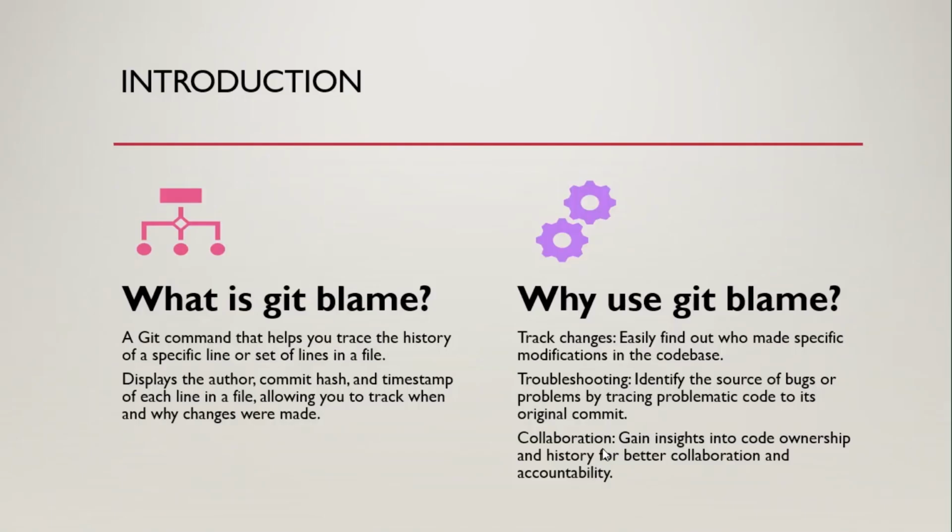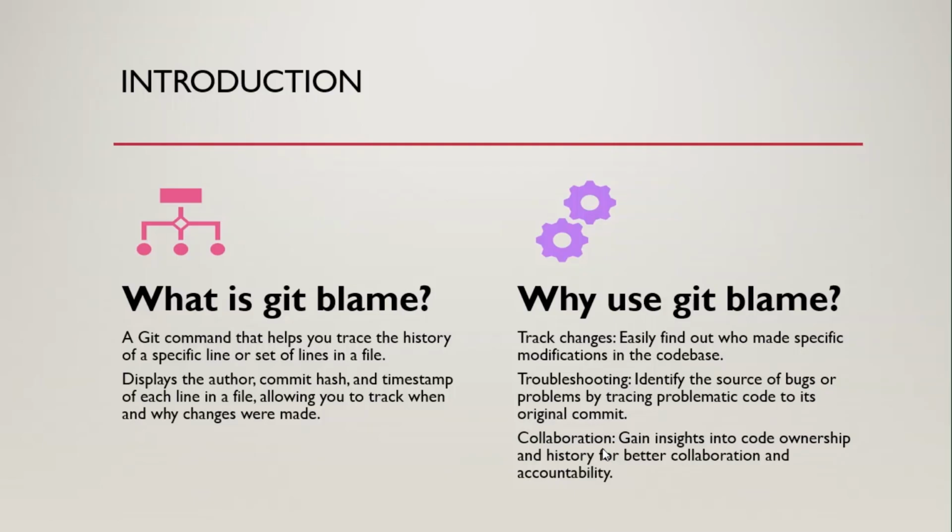Starting with the introduction, what is git blame? Git blame is a command that helps you to trace the history of a specific line or a set of lines in a file. Git blame displays the author, the commit hash, and the timestamp of each line in a file, which allows us to track when and why the changes were made.